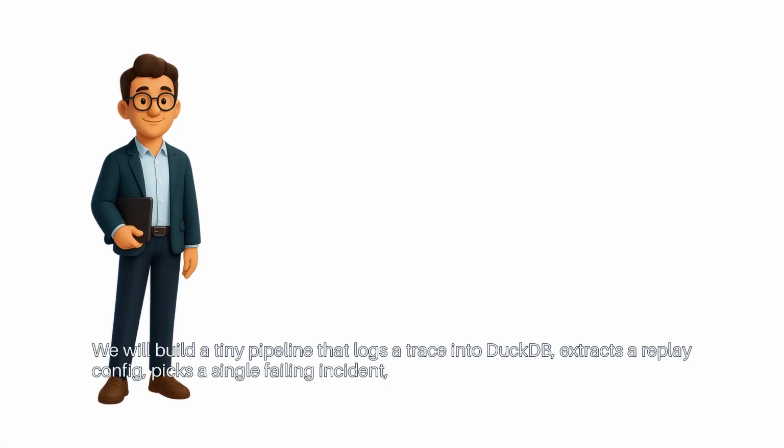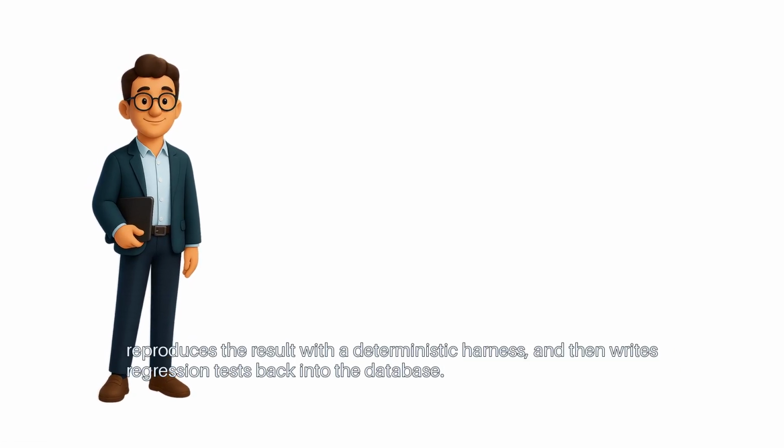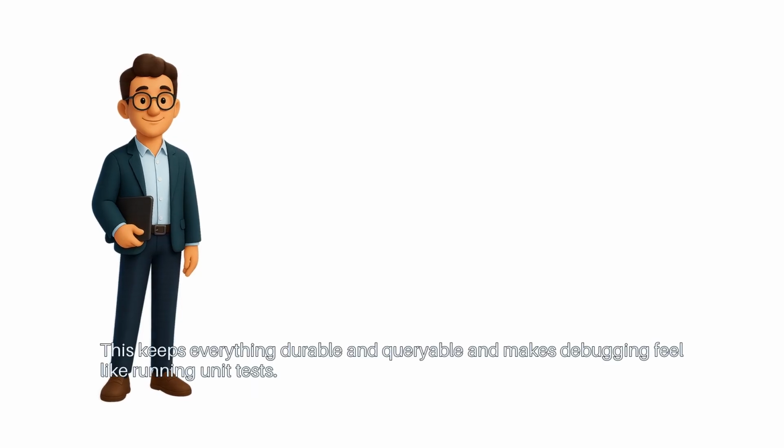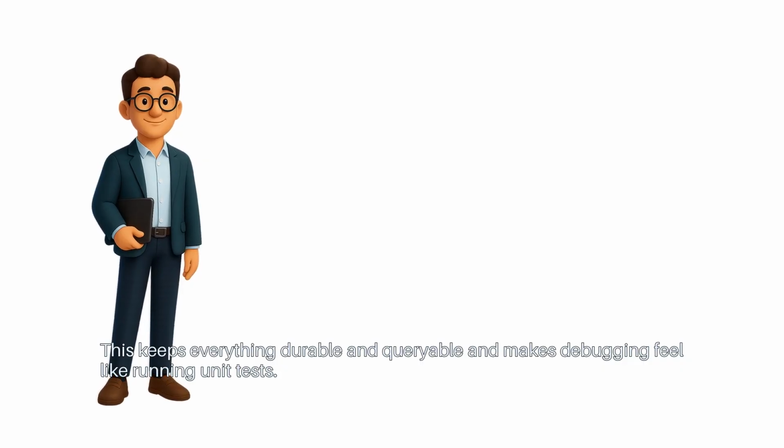We will build a tiny pipeline that logs a trace into DuckDB, extracts a replay config, picks a single failing incident, reproduces the result with a deterministic harness, and then writes regression tests back into the database. This keeps everything durable and queryable and makes debugging feel like running unit tests.